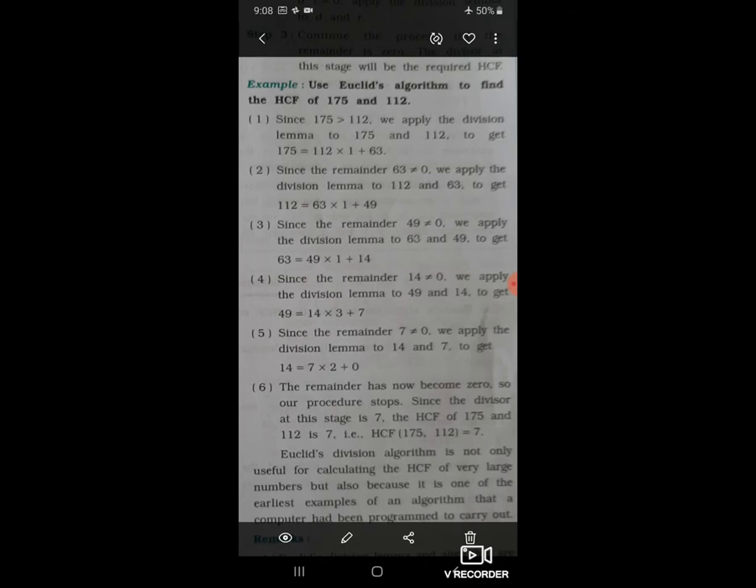Since the remainder 7 is not equal to 0, we apply the division lemma to 14 and 7 to get 14 = 7 × 2 + 0. The remainder has now become 0, so our procedure stops. Since the divisor at this stage is 7, the HCF of 175 and 112 is 7.